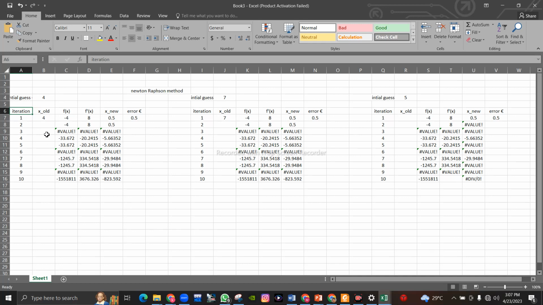So that is our initial guess here, which is 4. Our initial guess is 7. Our initial guess is, so this one is 5. So we'll change the formula now. For fx1, our x1 now is not this place anymore. It's this one, which is B7. We're using B7.